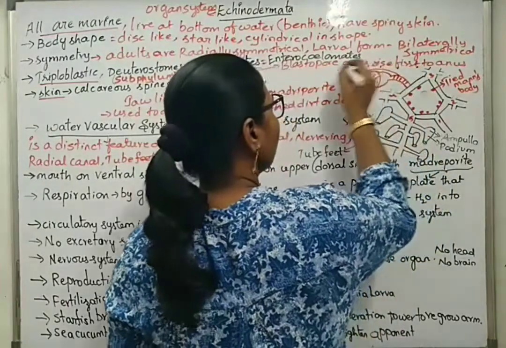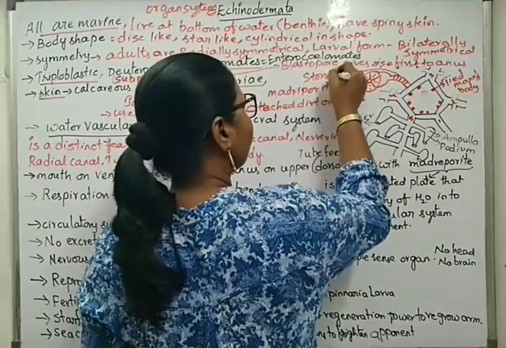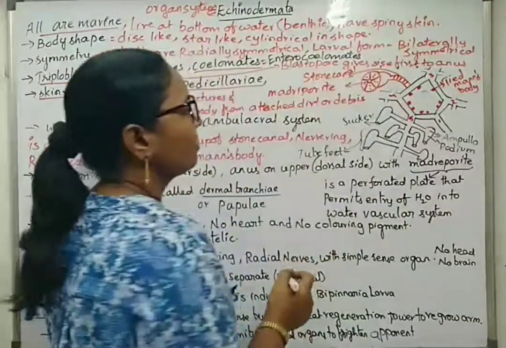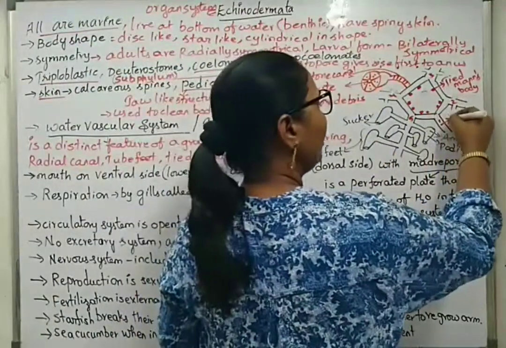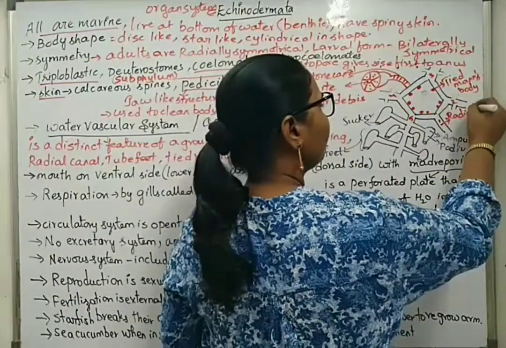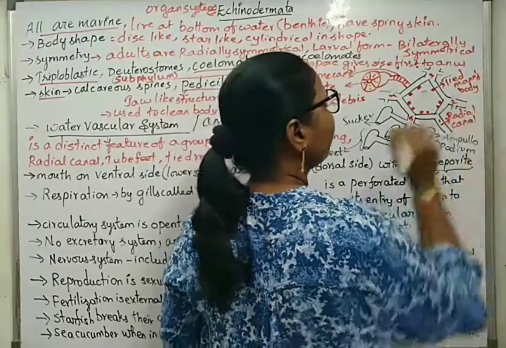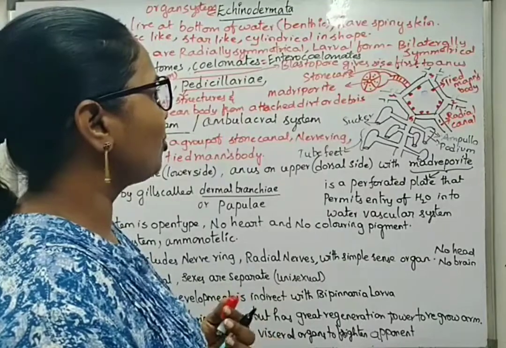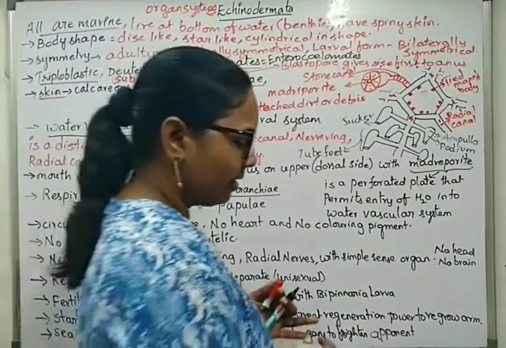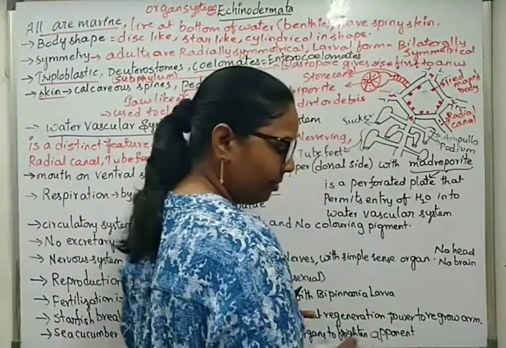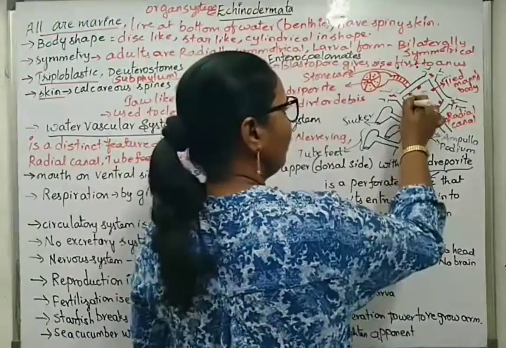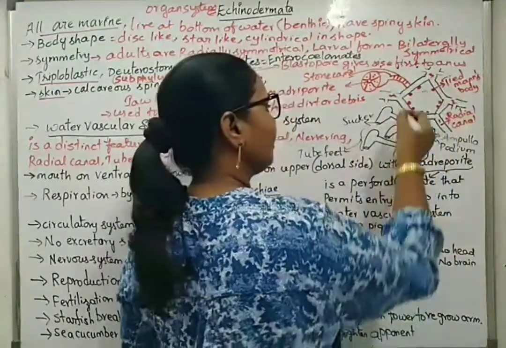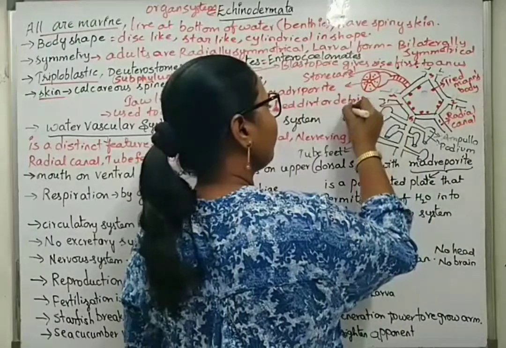So this is called the stone canal. This is called the radial canal. So we have written tube feet, Tiedemann's body, stone canal, radial canal, and also this ring-like structure, the nerve ring. We don't have place here.